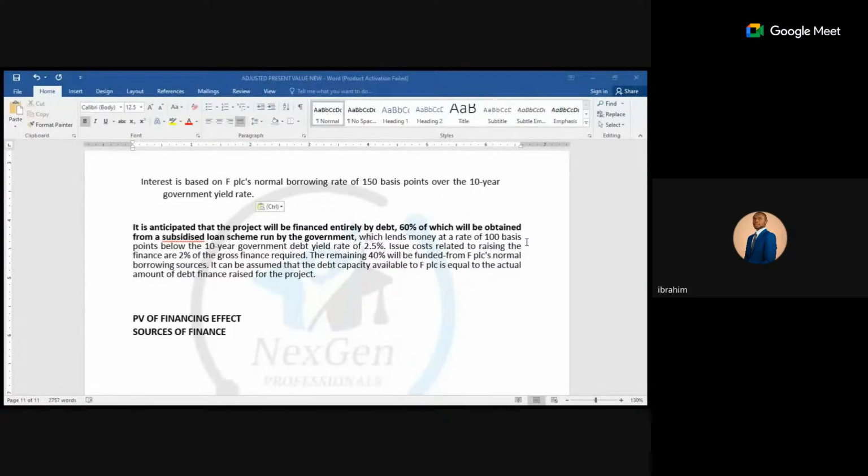So, the sources of finance. It is anticipated that the project will be financed entirely by debt.